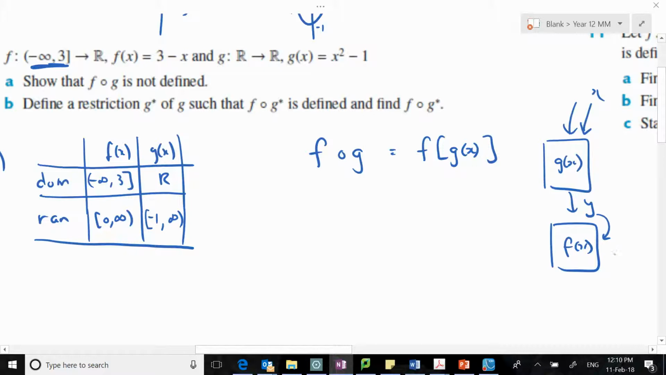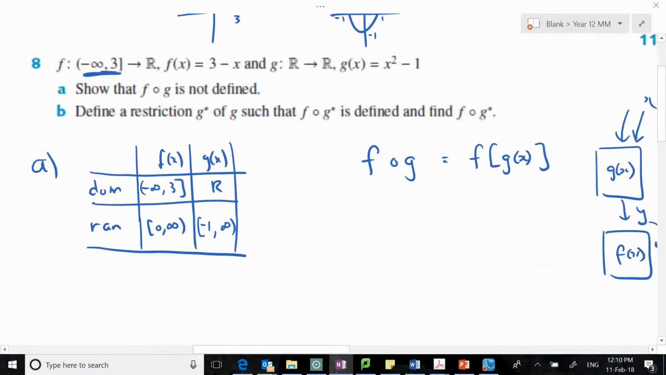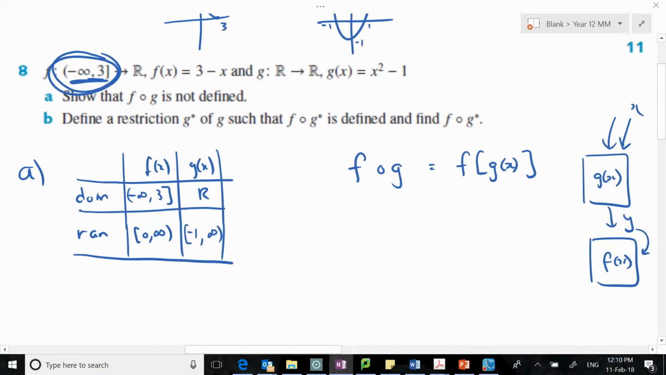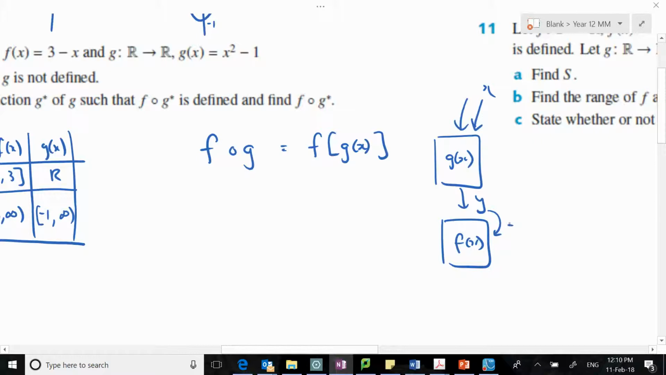Okay, and the domain restriction is it can't take any. Oh well, it can take any value, but remember there's a condition here. This is the domain. It says that it has to be negative infinity to 3. So as long as the numbers are from negative infinity to 3, we're all good. Okay, that's what we're looking for.